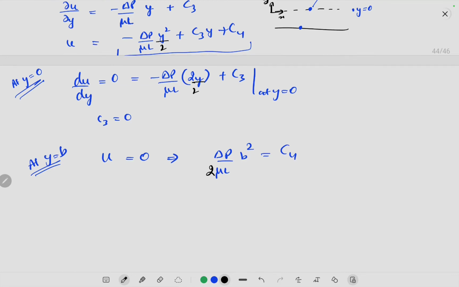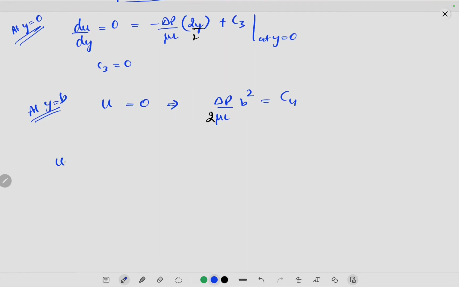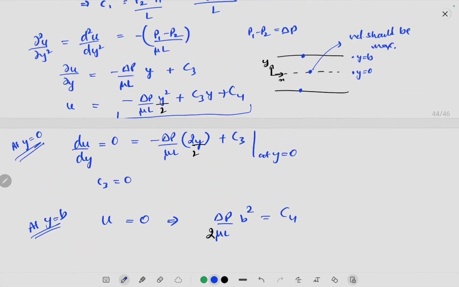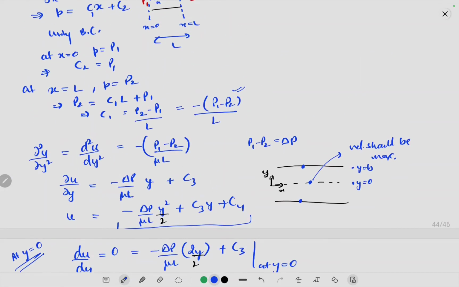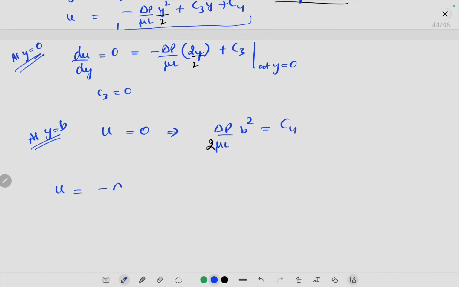All right, so what is my velocity u? So u was minus del p y square upon 2 mu l plus c3, which is 0, plus c4, which is b square upon 2 mu l, which I can write as, by taking delta p upon 2 mu l outside, I can write this as b square minus y square.